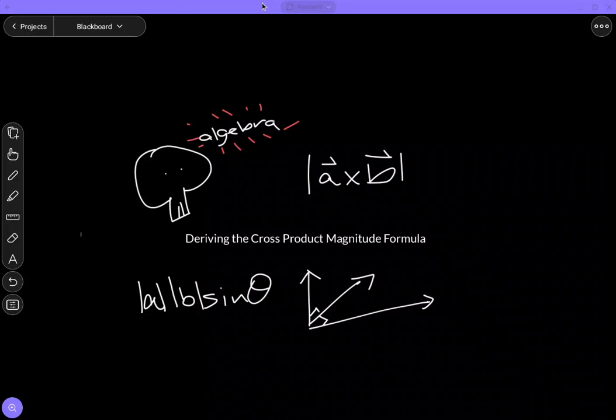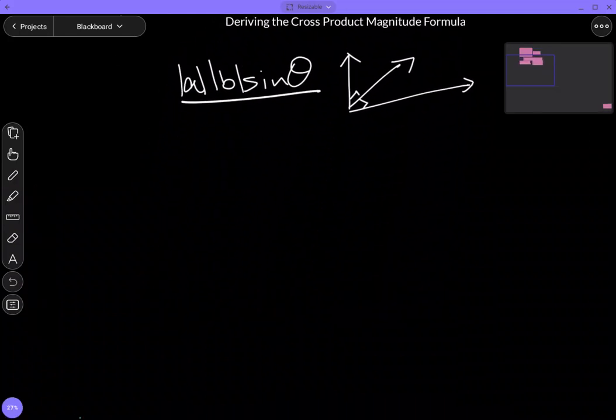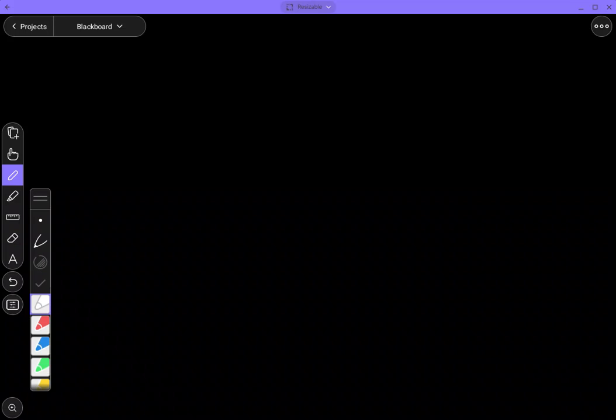So in this video, we're going to do a brief walkthrough about the derivation of the magnitude of the cross product formula, which says that the magnitude of the cross product is equal to the magnitude of the two vectors times the sine of the angle in between. So let's do a quick reminder on how we calculate the cross product.